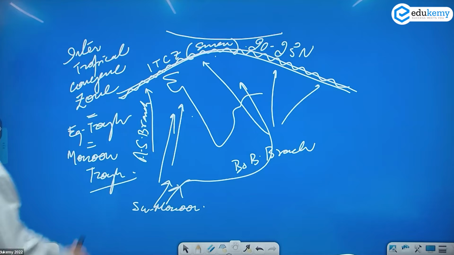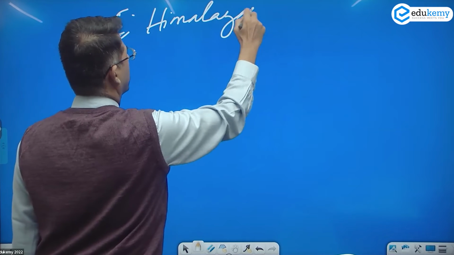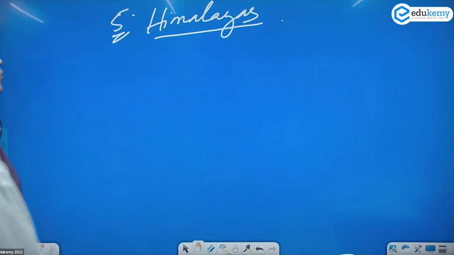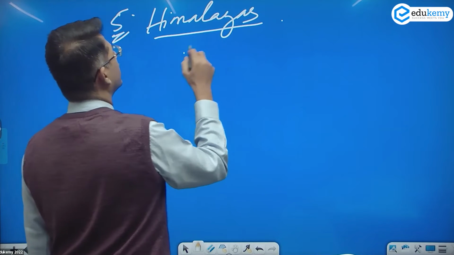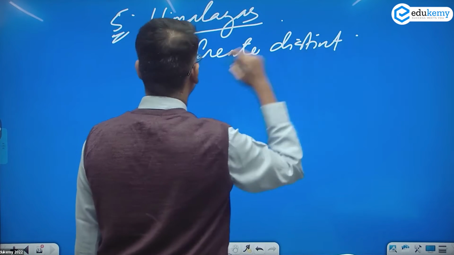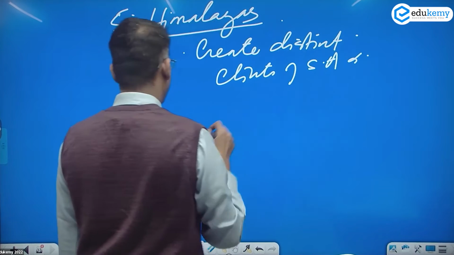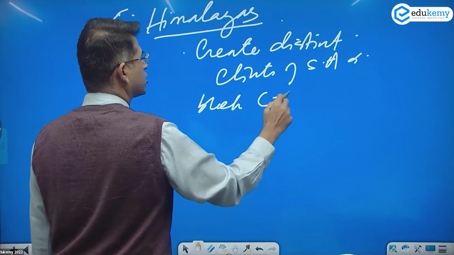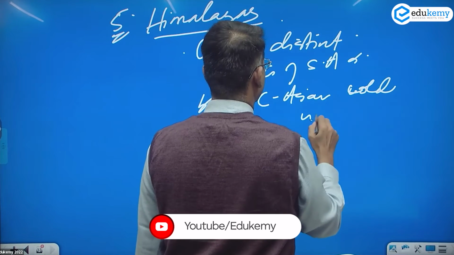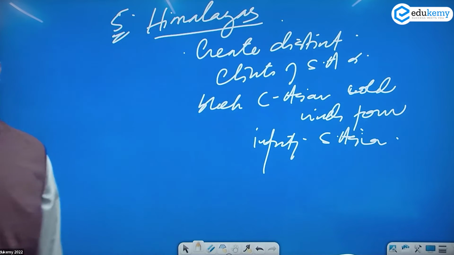The fifth influence is the Himalayas. The Himalayas are another influence, and they have two or three roles. One is that they create the distinct climate of South Asia and block the Central Asian cold winds from impacting South Asia.